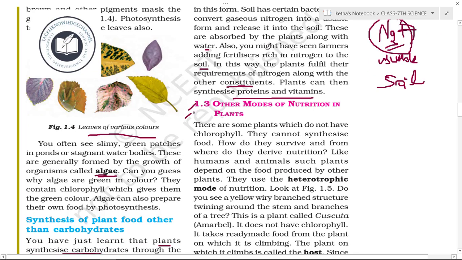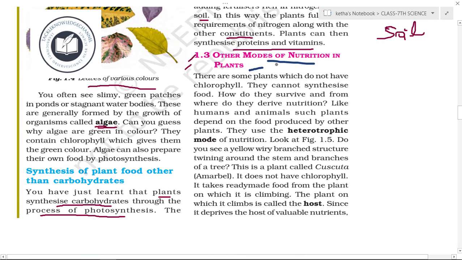Next we will be seeing about the other mode of nutrition in plants. There are some plants which do not have chlorophyll. So they cannot synthesize their own food.